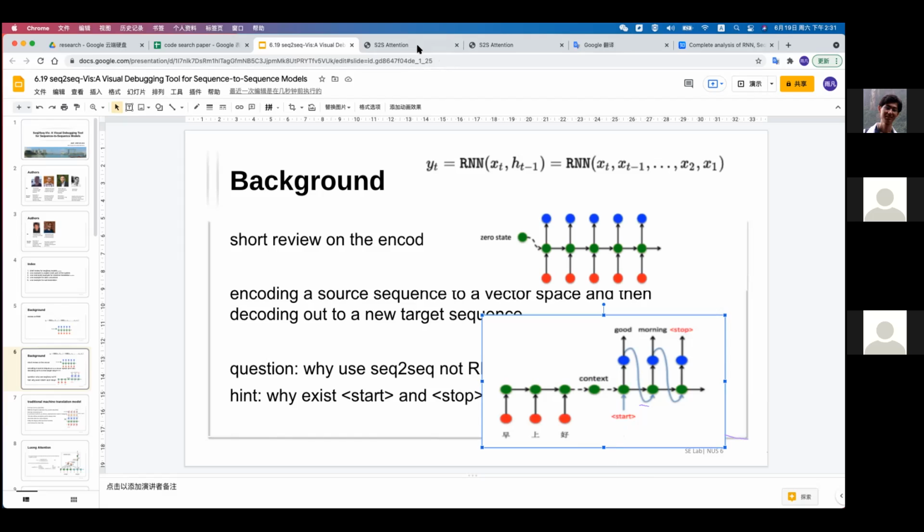Okay, if there's no volunteer, please randomly pick the audience. Maybe Xiangling.